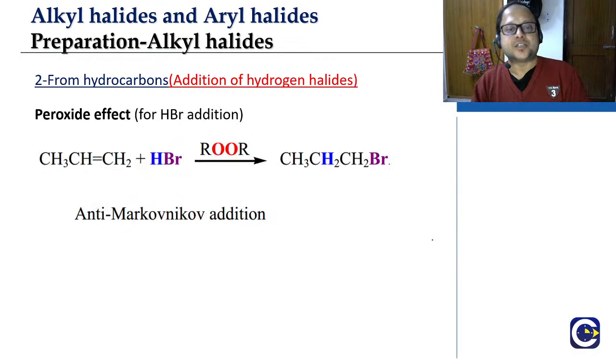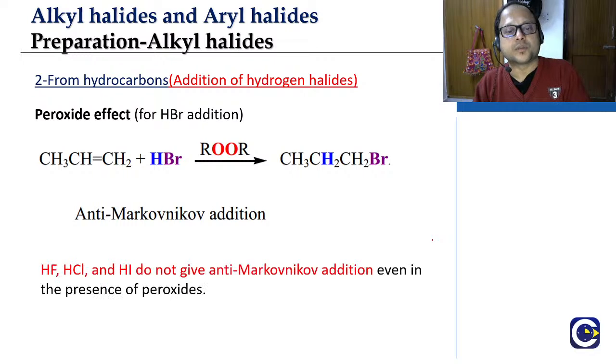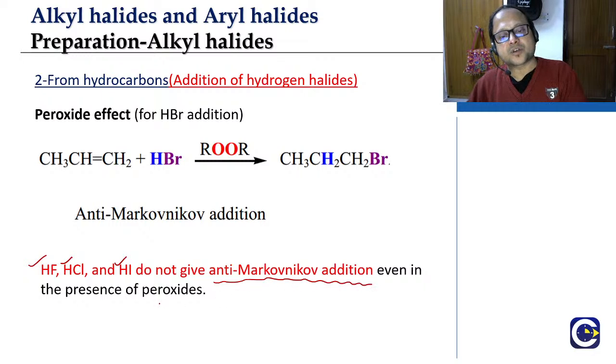So let's study how this whole thing is happening. Anti-Markovnikov, in brief we discussed in the last segment only, but let us quickly see how this whole thing is happening. You can see that HF, HCl and HI are not giving the anti-Markovnikov addition product even in presence of peroxides, right? Whether peroxide is present or not, these three will always give you Markovnikov addition.